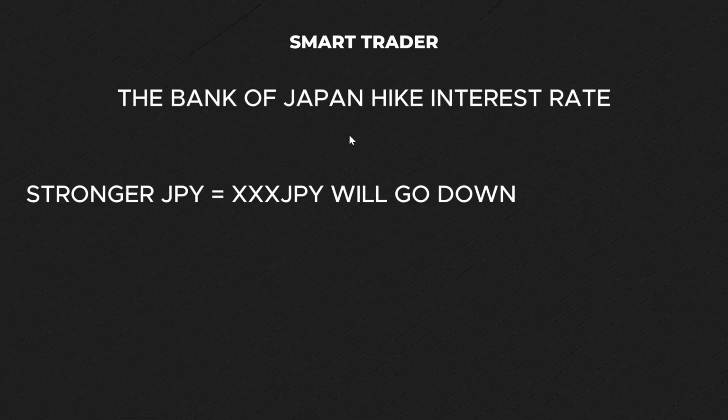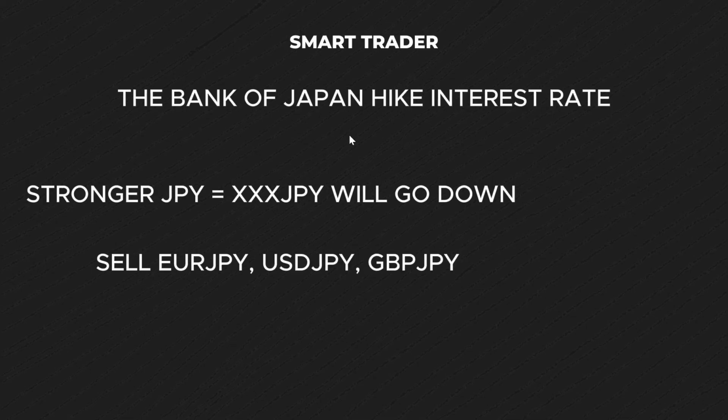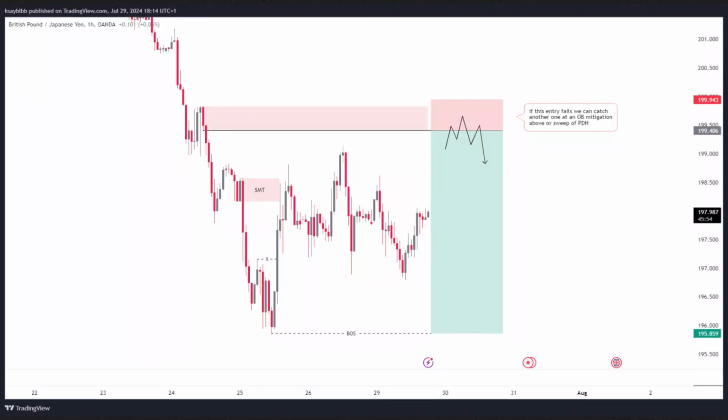Okay, when you're buying the Japanese yen, it means that, for example, in the pair GBPJPY, you have to sell it, because you're buying Japanese yen. I know it's a little bit confusing, but just listen to it a couple more times and you can properly understand it. So in this case, you have to sell, for example, EURJPY, or USDJPY, or GBPJPY. And actually, we called this trade on GBPJPY based on this fundamental analysis, because I know that the Bank of Japan will increase the interest rate. That will cause GBPJPY to drop.